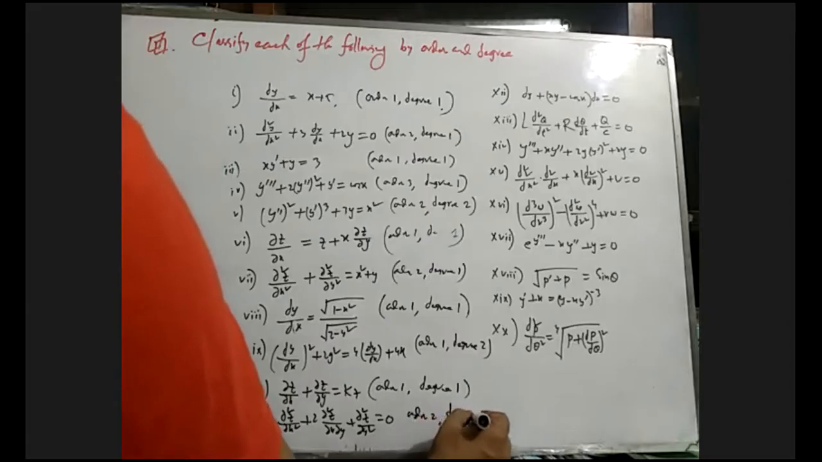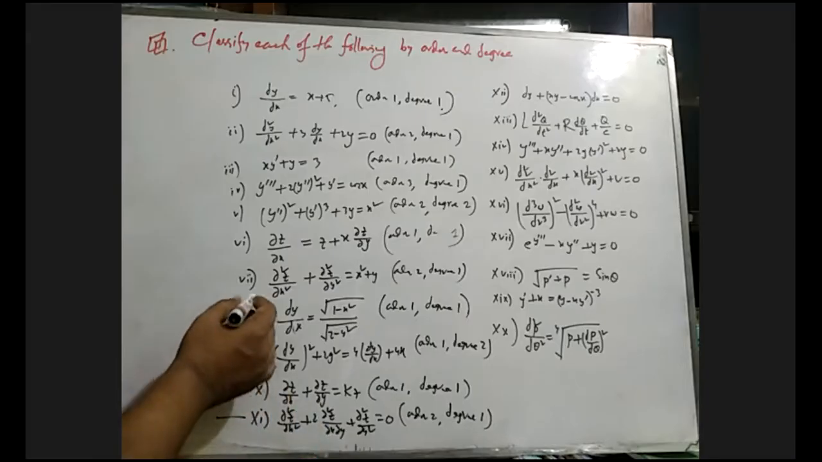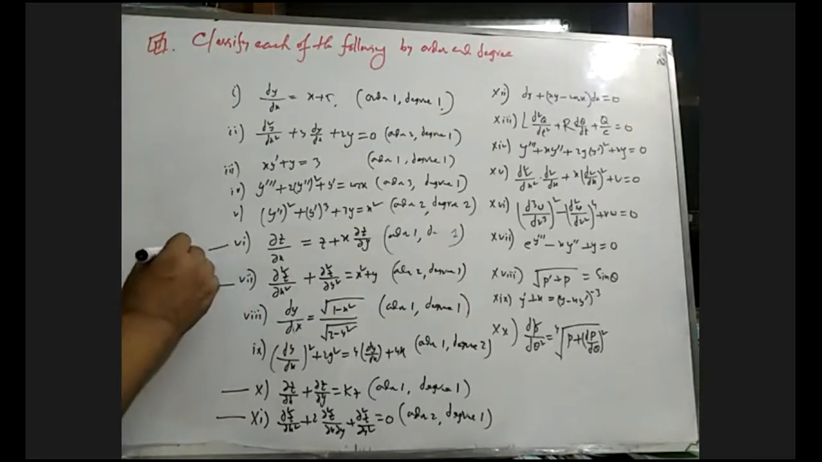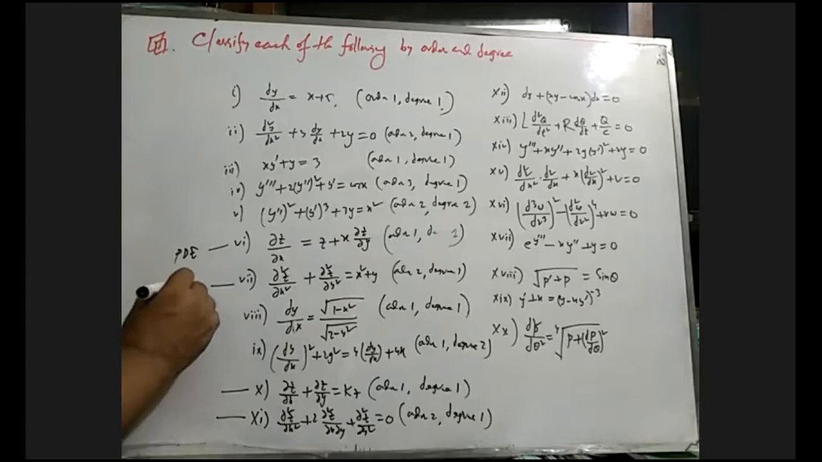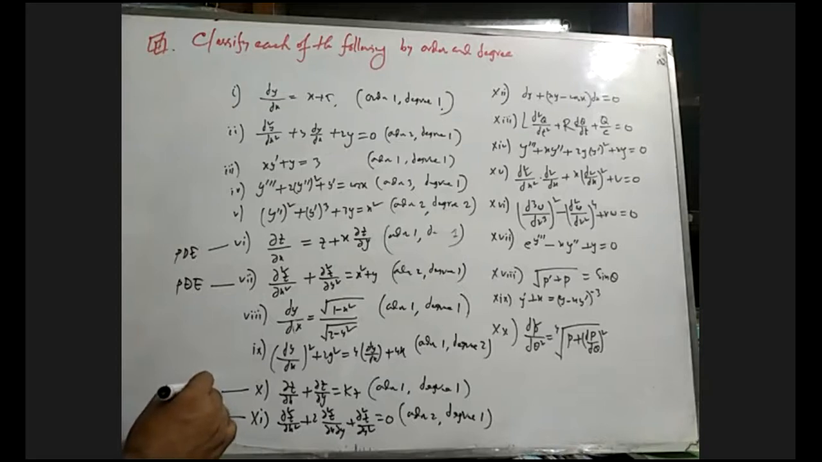Highest power 1. And this is a partial differential equation because the independent variable is more than 1, and this is also a partial differential equation, and this too. These all are partial differential equations, remember it, because the independent variable is more than 1.